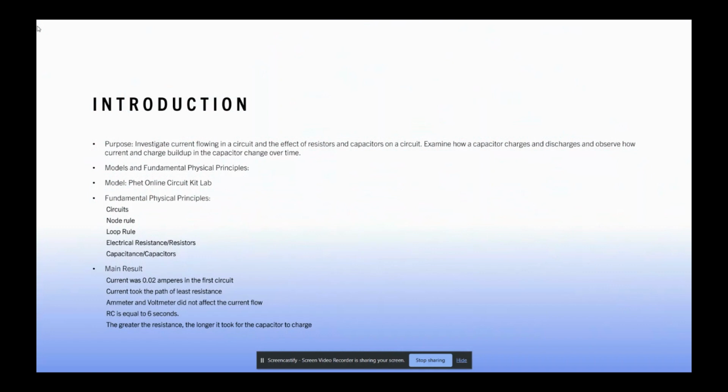The model in this lab was the PhET Online Circuit Kit lab. Some fundamental physical principles present in this lab are circuits, the node rule, the loop rule, electrical resistance/resistors, and capacitance/capacitors.